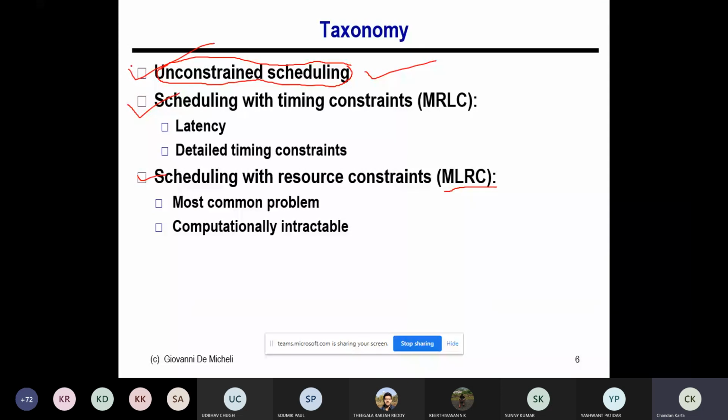In the unconstrained scheduling, as I mentioned, there is no resource or latency constraint. Only the schedule should satisfy the data dependency.